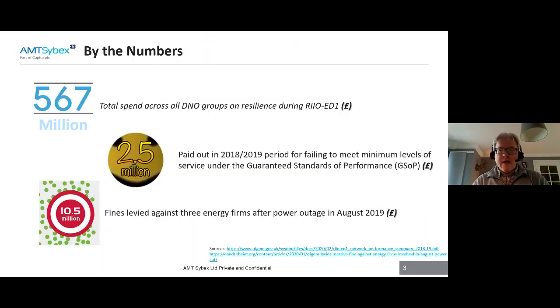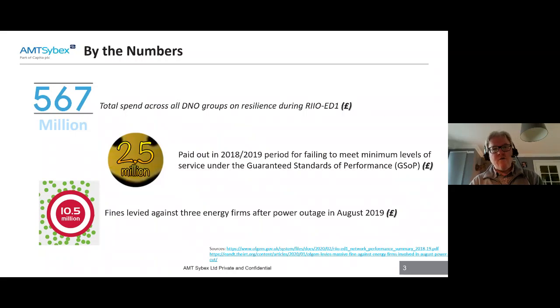Interruption to supply is a major issue across all utility types, not just electricity, but gas and water as well. And very large amounts of money are spent every year on resilience in order to keep the lights on, to deal with leakage and interruptions to supply, and get the power back on as quickly as possible.